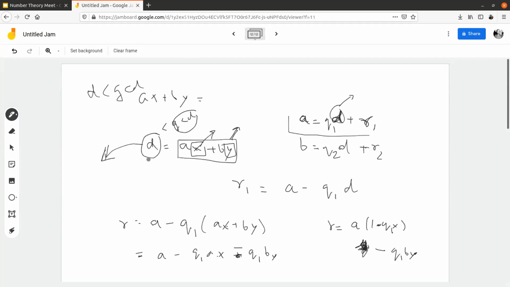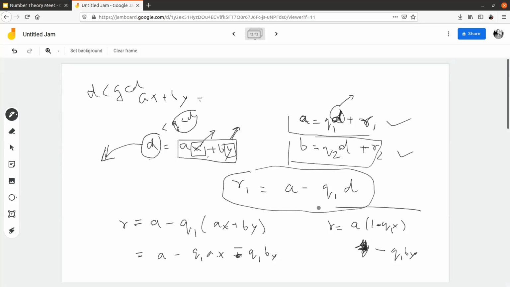So that makes D representable as this. So that further makes A representable as this and B representable as this, right? So from there we get R1 as A minus Q1D, and we can replace D with respect to AX plus BY, and that will give us this.